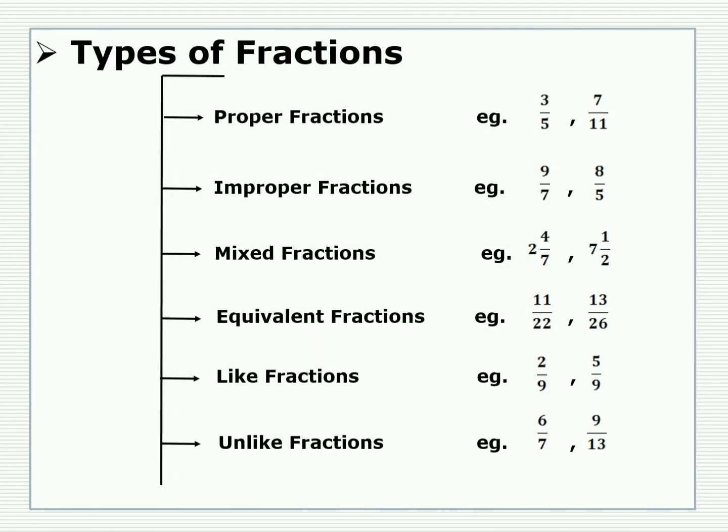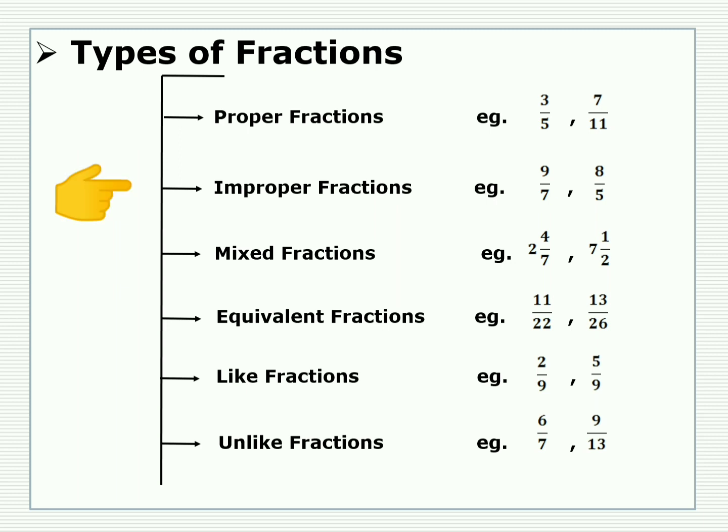Now let us start with types of fractions. First one is proper fractions. Children, proper fractions are fractions where numerator is less than the denominator. And remember children, value of the proper fraction will always be less than 1. Examples are 3 upon 5 and 7 upon 11.